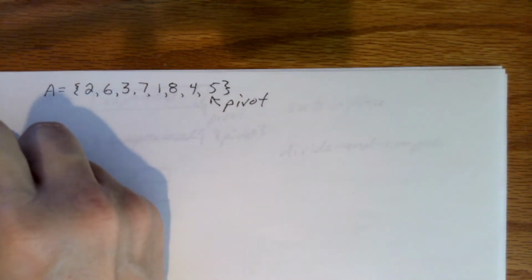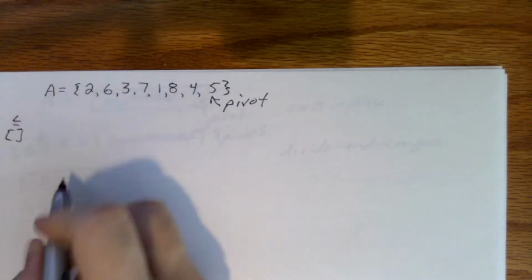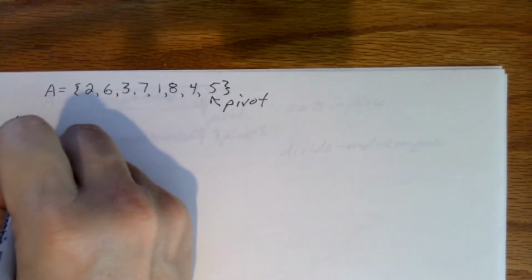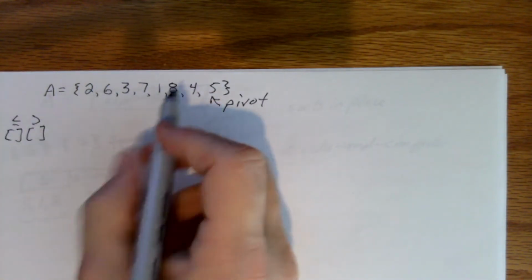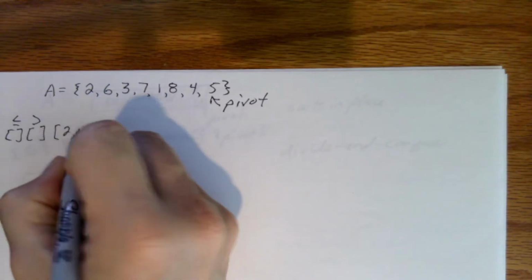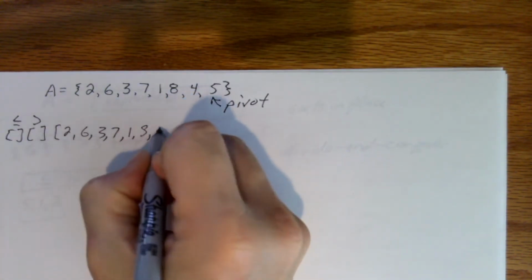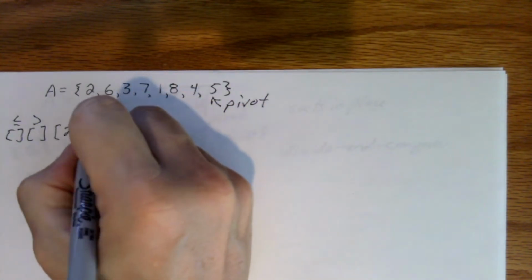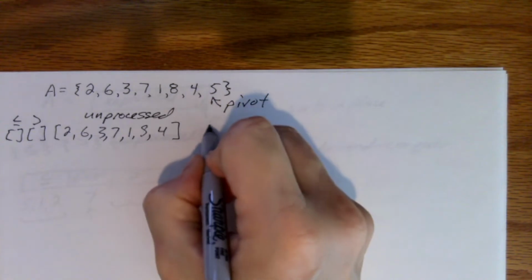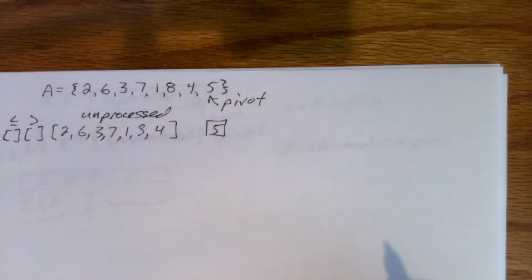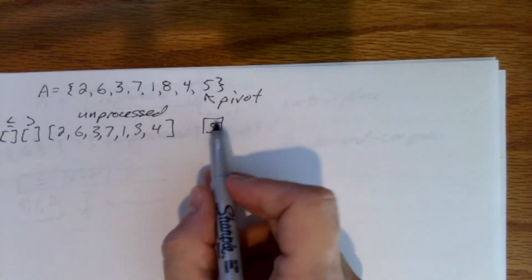So we initially start off with nothing in the subgroup that represents less than or equal, and nothing in the subgroup that represents greater than. And then these 7 elements here, the 2, the 6, the 3, the 7, 1, 8, and 4 are all unprocessed. And then we'll have the pivot over here by itself. It never changes until the end. So now what do we do?